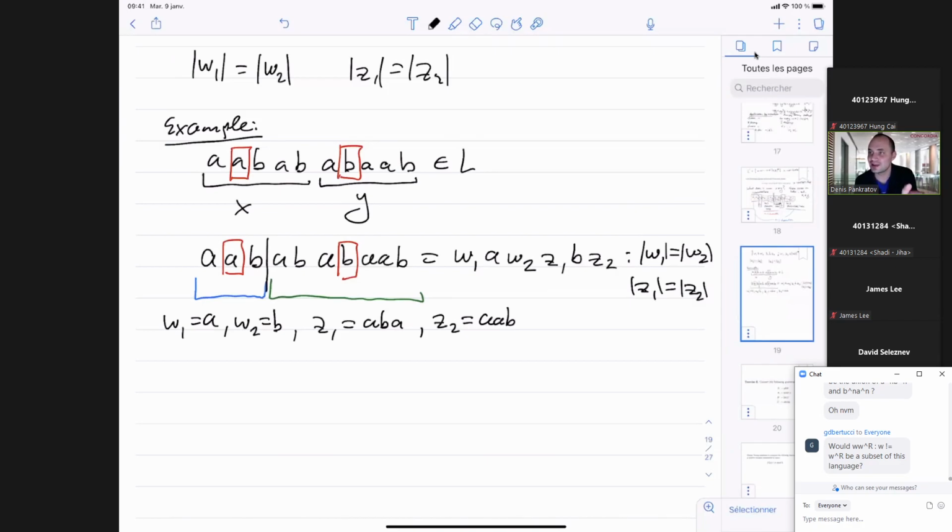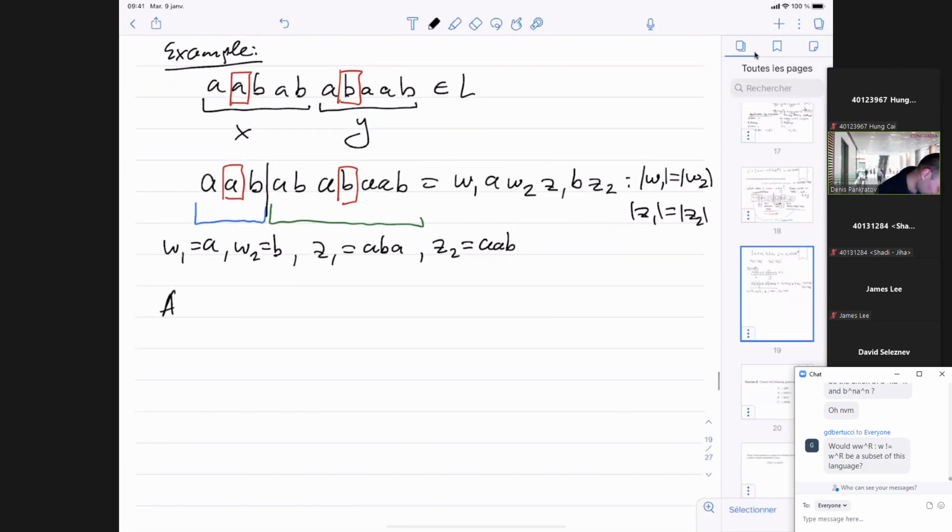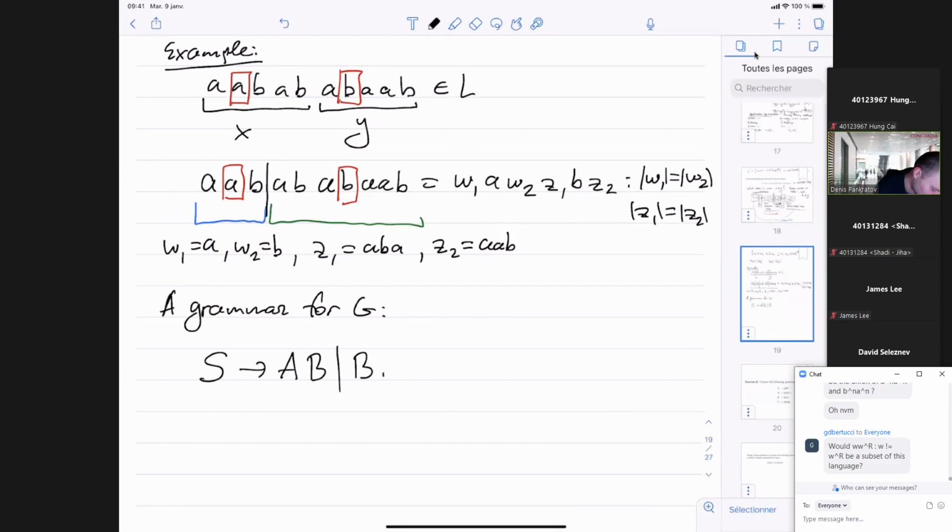Except I only showed one case where you have A appearing first, followed by B. You can have another case where you have B followed by A. So if you understand this decomposition, now we can write down a grammar for it. So a grammar for G. With S, we need to ensure that we either generate A in the middle, followed by B in the middle of a string, or we generate B in the middle of a string followed by A in the middle of a string.